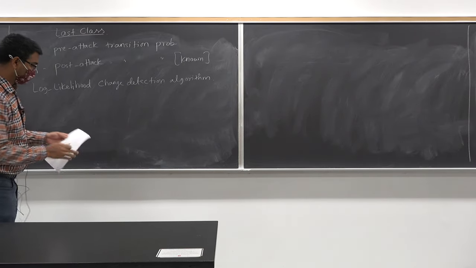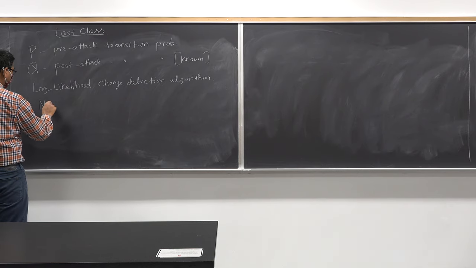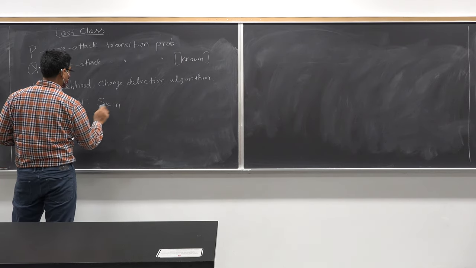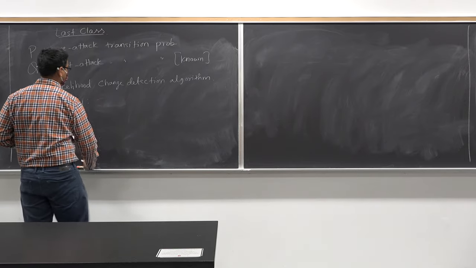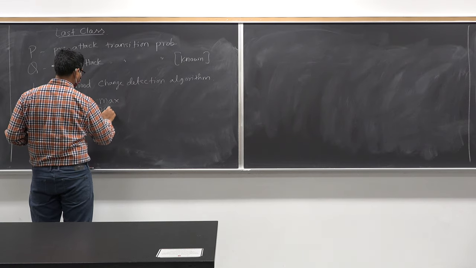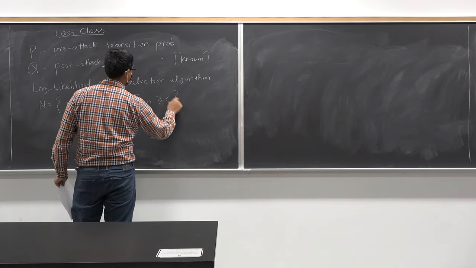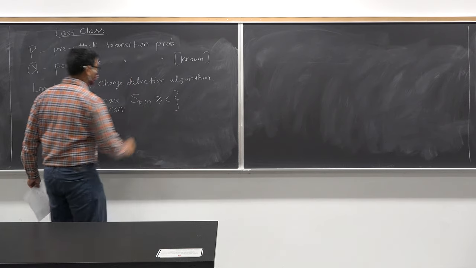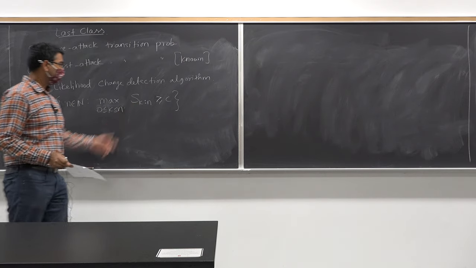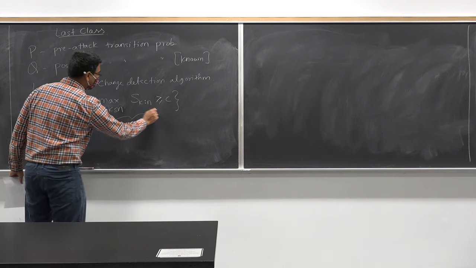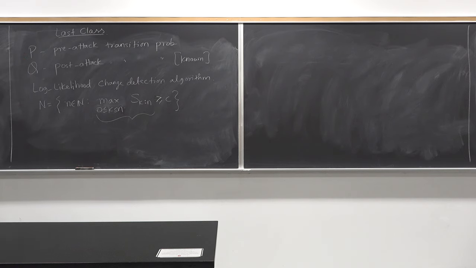And basically, you raise an alarm at time n where the max of the sum is greater than or equal to c. This was the algorithm, where this was the sum of log likelihood functions. Okay? Now if you look at this expression, you might feel that this is very complicated because you have to keep track of all the different summations from 0 all the way to n.